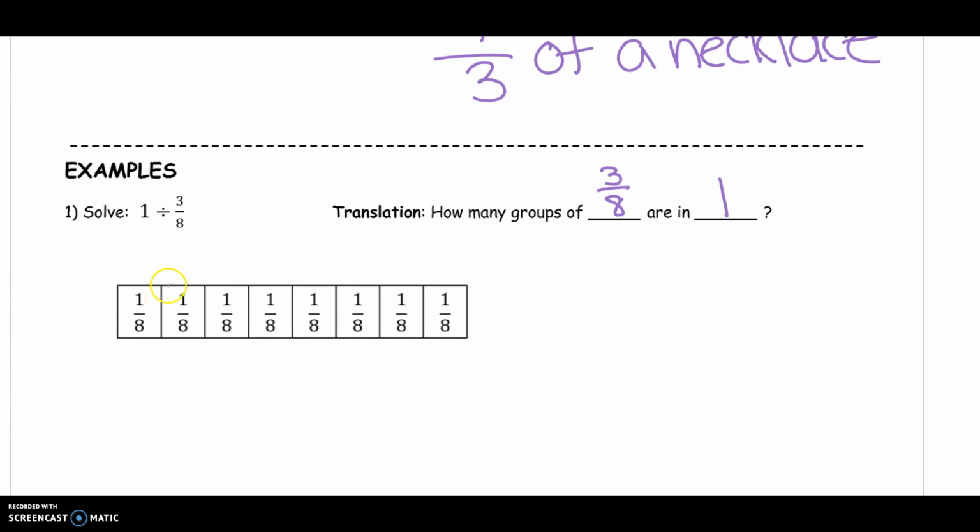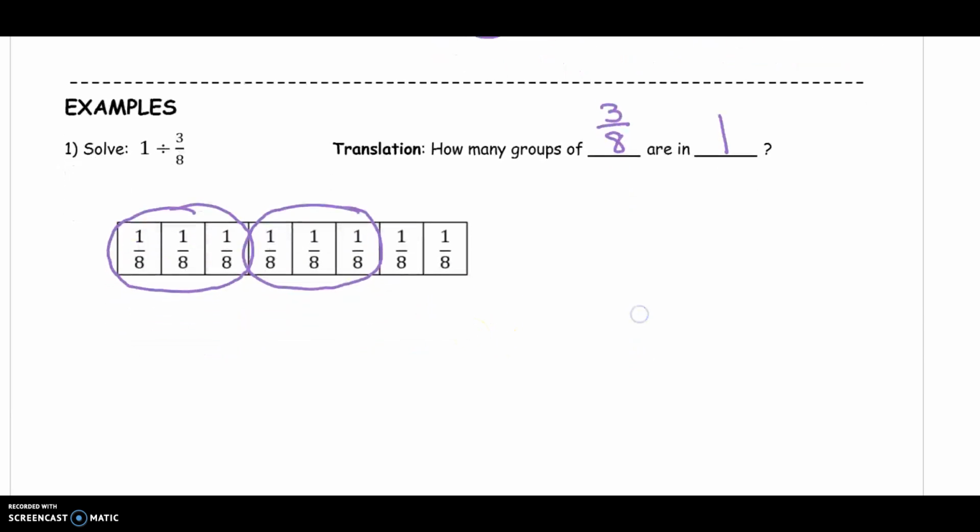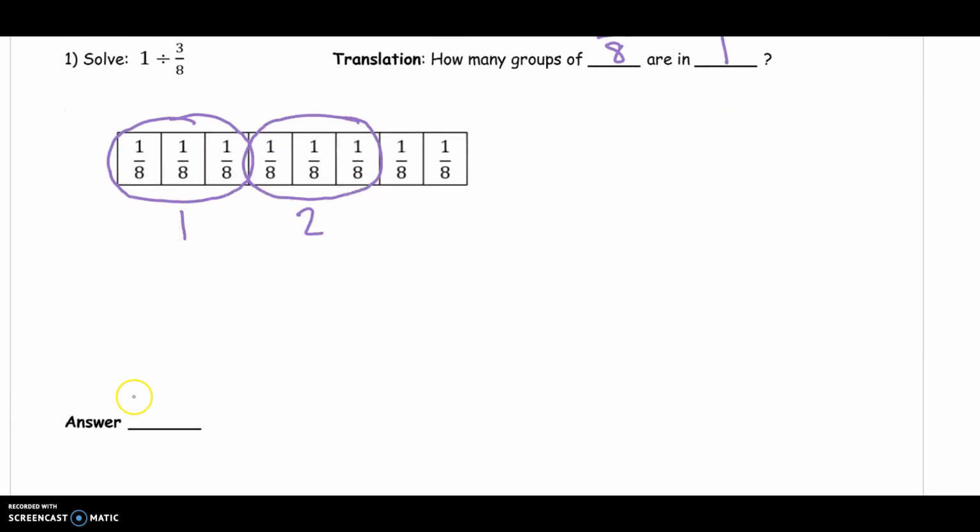So I'm going to go ahead and circle a group of 3/8. If you want to use your highlighter and shade them in, that's fine. Okay, and see if I can fit, do I have any more groups of 3/8? So I have another group of 3/8. But then here I don't have enough to make another full group. So I have 2 full groups of 3/8.